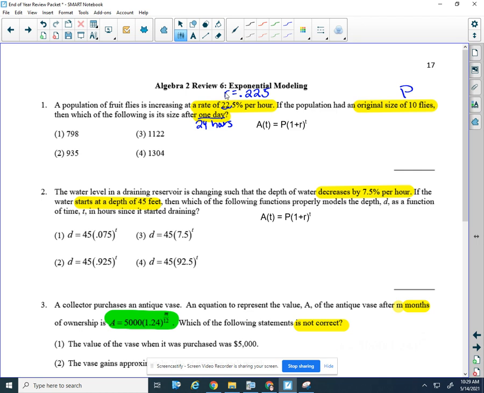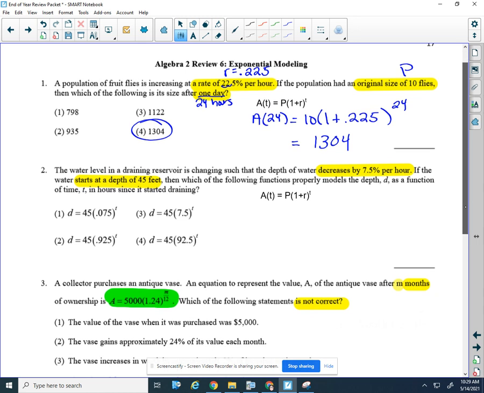So now to figure this out, you could just say A of 24 equals 10 times 1 plus 0.225, and then our exponent is raised to the 24. And when you put that in your calculator, you get 1,304 flies.